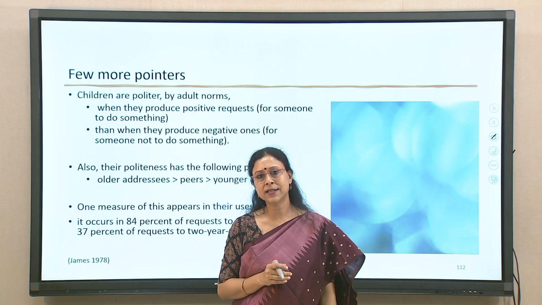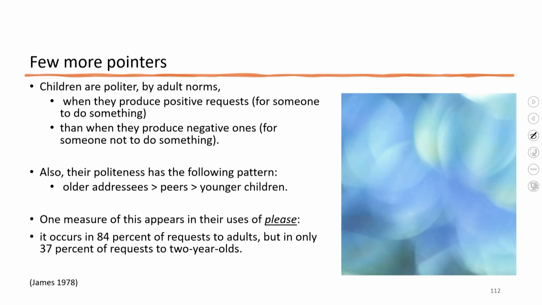Some more pointers in this research are that children are politer when they produce positive requests. So, there is a difference between when they are using positive requests versus negative requests. They are generally found to be more polite when using positive requests, like asking someone to do something. You request, can you get me this, and like that. You want something. So, positive request. A negative request is when you are asking somebody to not do something. So, do not take my toy away or something like that. In that case, they are found to be less polite. So, more polite in positive requests and less polite in negative requests. These are the two types.